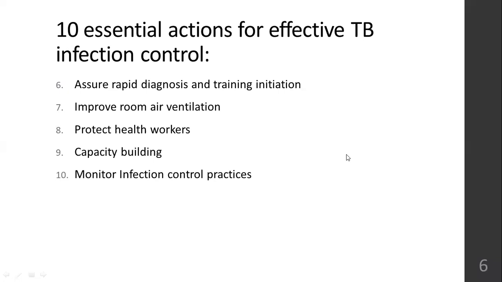Then finally, monitor infection control practices. All the hospitals will already have infection control practices, but is it effective enough? Whatever practices they are doing, is it showing some positive results? Are you able to contain the TB infection based on the infection control practices that you already have? So you have to monitor the efficacy of these practices. These are the 10 essential actions for effective TB infection control. You can read these statements, these paragraphs from the textbook later.